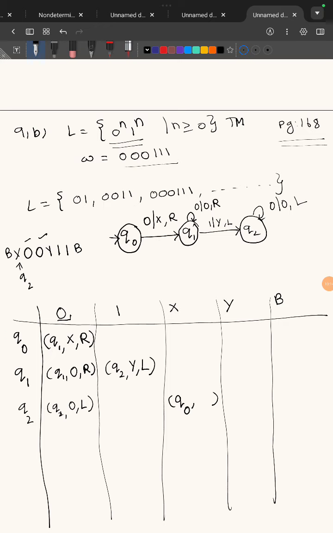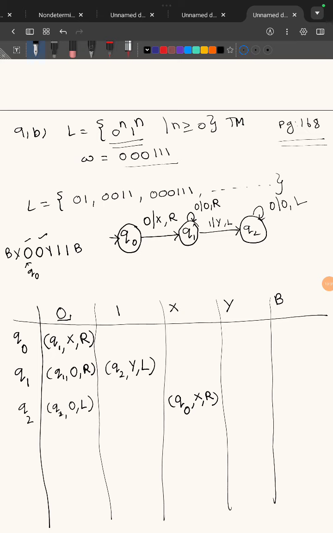Okay, so I will go to Q0, the X will remain X only. I will not change anything. I will change the direction from left side to right side now. Okay, so my pointer will come here. Now I will be in the state Q0.